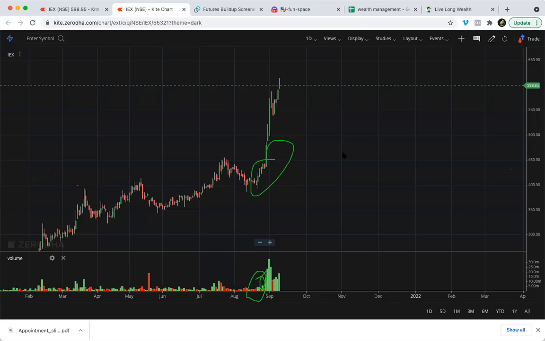How can the OBV indicator be used? I personally don't use it, so it's better I keep my mouth shut. Please tell about the option chain. We won't have the time to do that today. It's a bit elaborate concept.